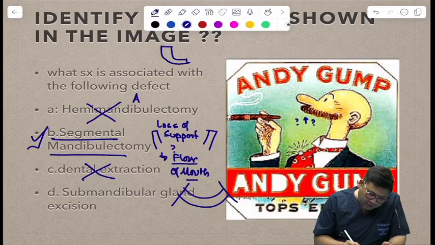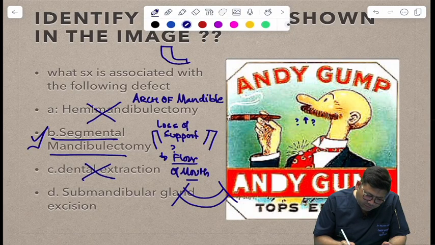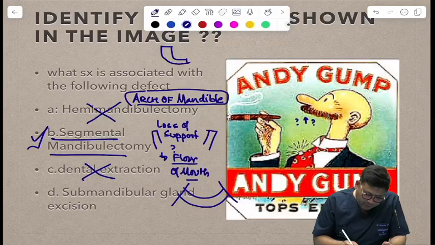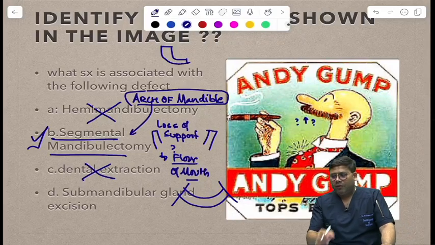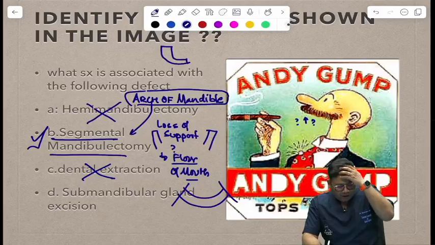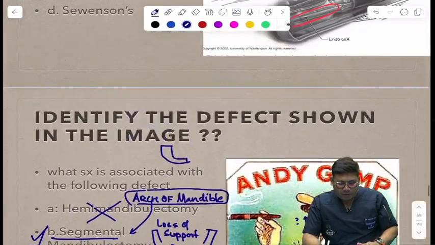So कई बार ऐसे आता है arch of mandible resection, कई बार arch of mandible resection word नहीं दिखा होता है, तो segmental mandibulectomy will be the answer. यह US Assembly का आया हुआ question है, that is why I have incorporated it in this.